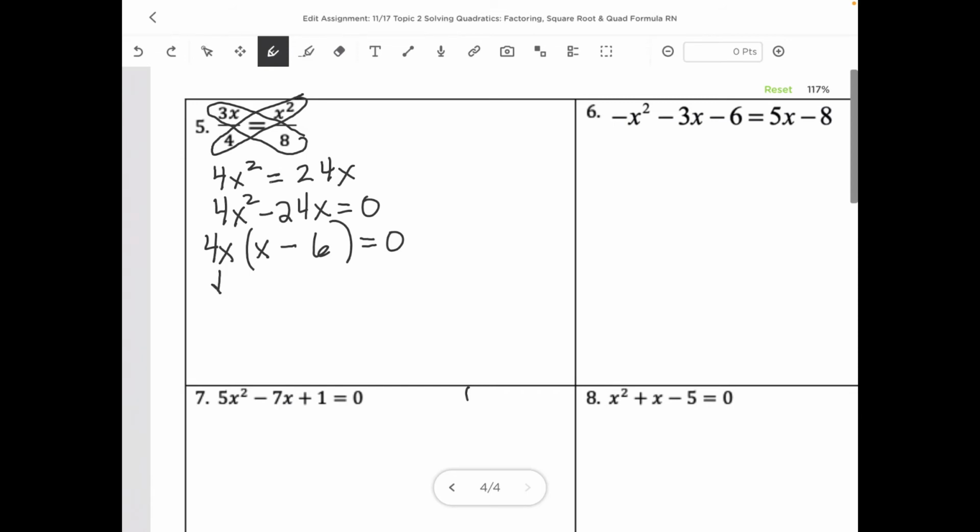Now for the zero product property, we will set 4x equal to 0 because you can get a solution out of that, since it's not 4 equals 0, it's 4x. And we will set x minus 6 equal to 0. x equals 0, x equals 6. So 2 solutions to that one. And we did it a little differently.